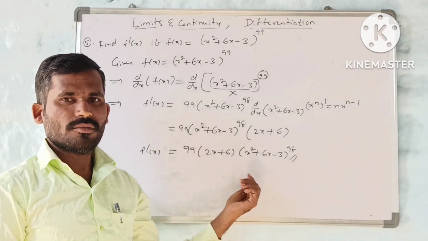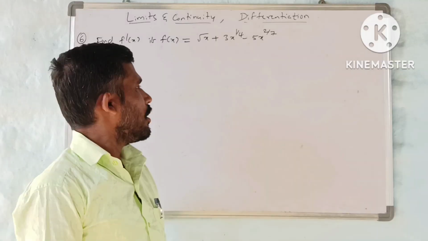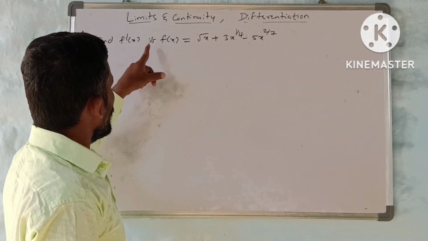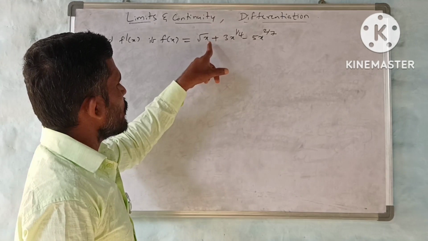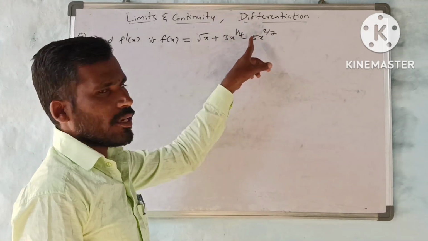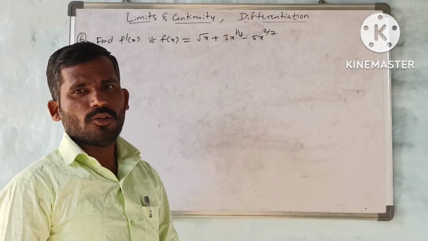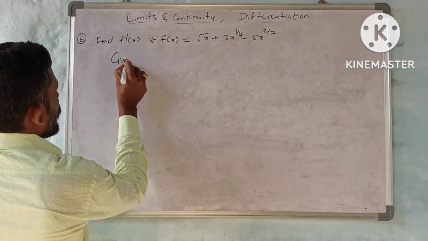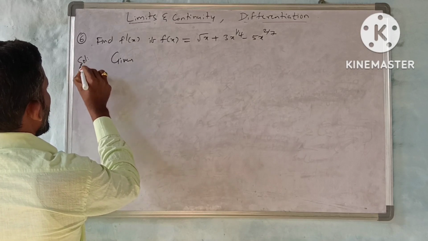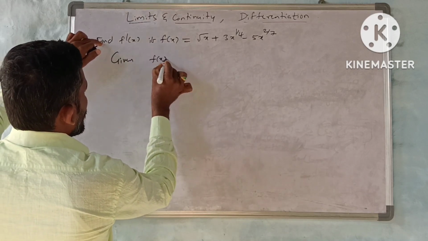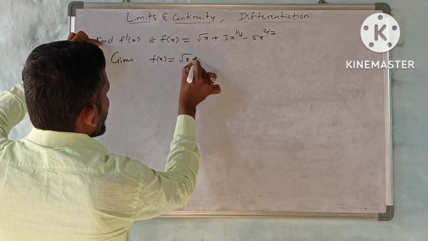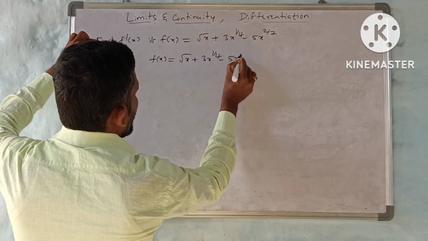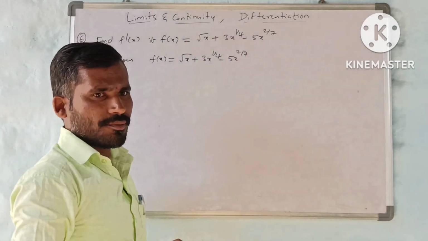Take this one. Next, sixth one. Find f dash x if f of x equals root x plus 3x power 1 by 4 minus 5x power 2 by 7. So first I am taking the given one to solve. The solution: what is f of x? f of x is root x plus 3x power 1 by 4 minus 5x power 2 by 7.